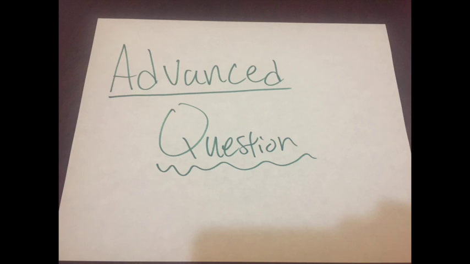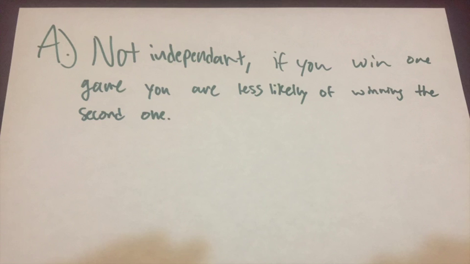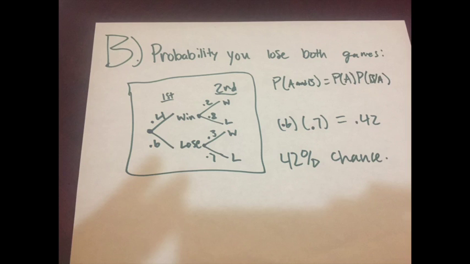Advanced question. Question A. Are the two games independent? Explain. They are not independent. If you win one game, you are less likely of winning the second one, so therefore that proves it's not independent and that it doesn't just revolve around itself without anything outside of it affecting it.